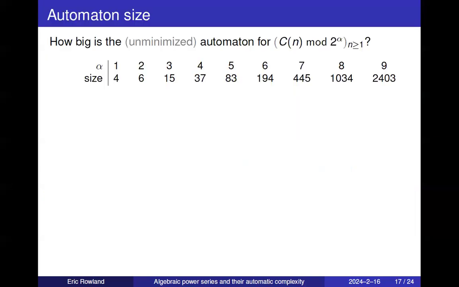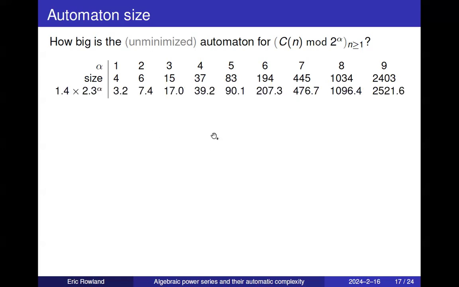All right, so let's get back to the question of how big can the automaton be. We start with a polynomial representation of a sequence, and we're computing an automaton for the sequence modulo a power of a prime. For the Catalan numbers, modulo 2 to the alpha. For alpha 1 through 9, here's the size of the automaton that the construction gives. This is the unminimized automaton. The minimal automaton will, of course, be smaller.